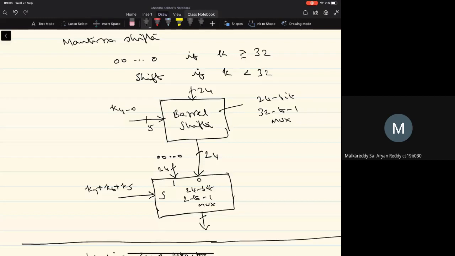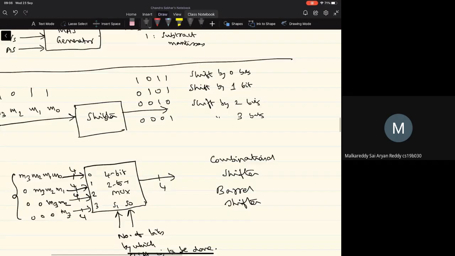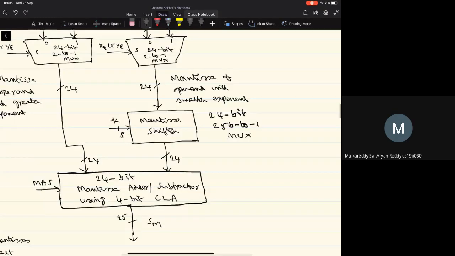And what is the select line? It is the OR operation on K7, K6, K5. When any one of these bits is 1, that indicates that the K value is greater than or equal to 32, and in that case, the shifted mantissa will be all zeros. Okay, so this is the circuit for the mantissa shifter, which we are calling the single block, and that's what is put here.